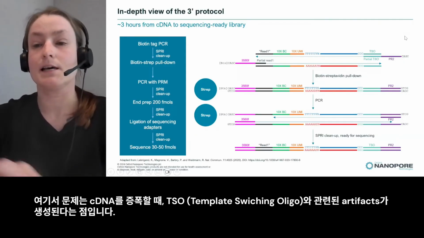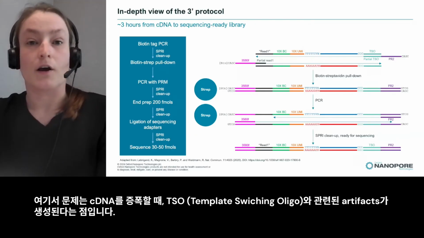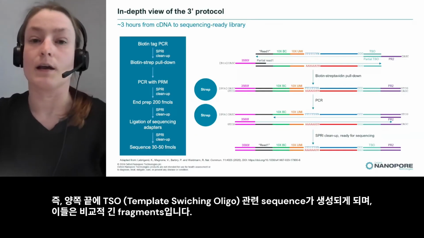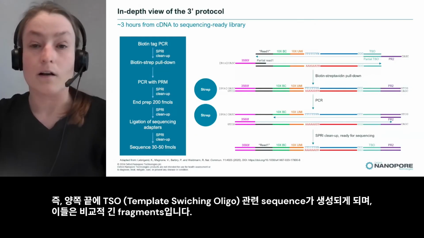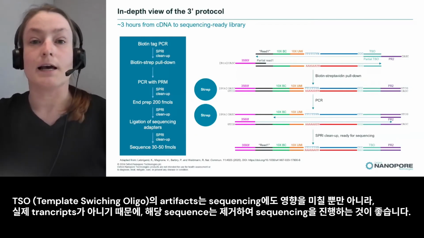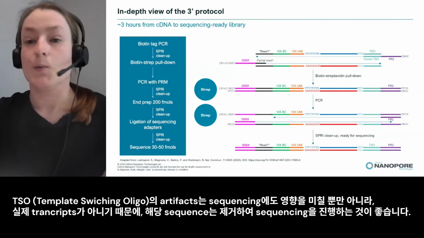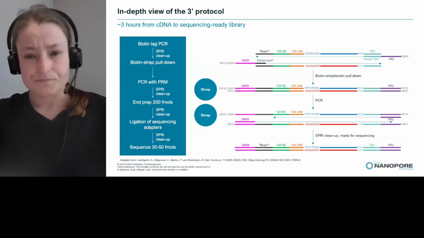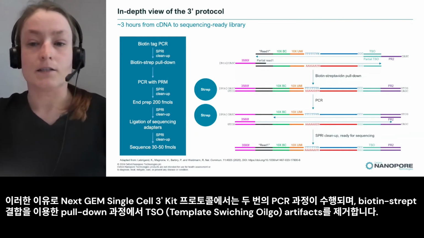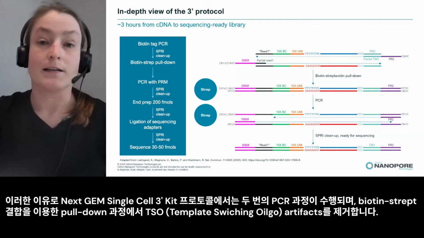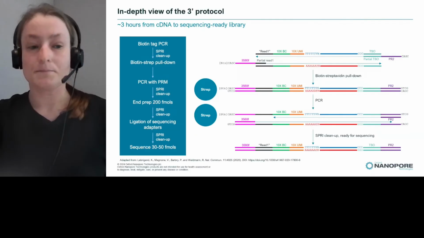Now, the only issue with this is when you amplify that DNA, you get template switching oligo artifacts. So you get sequences with TSO on either end, and these are quite long fragments. Not only does that influence the sequencing, but we don't want to sequence things that aren't proper transcripts. We don't want those in our preps. So the reason that we have two PCRs is that this biotin strep pull down removes that artifact, and then we can go on to amplify just the regions that we want to amplify.